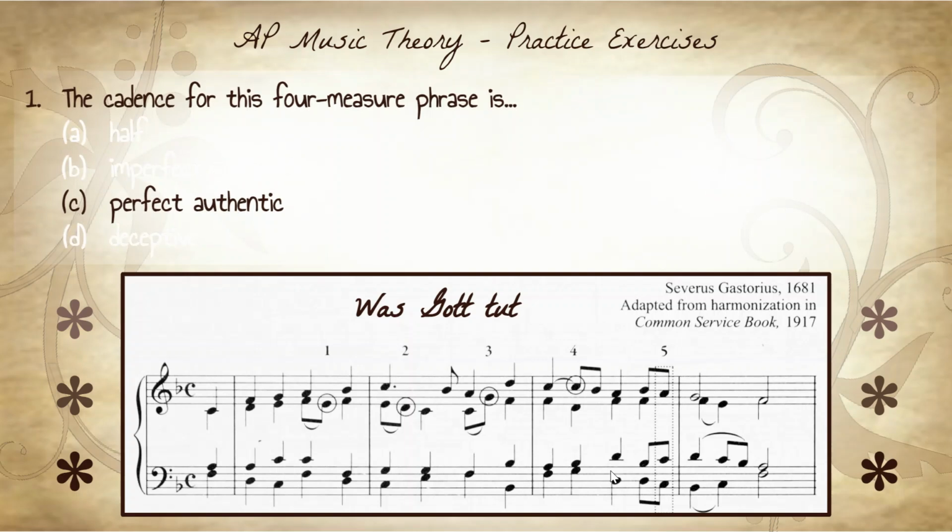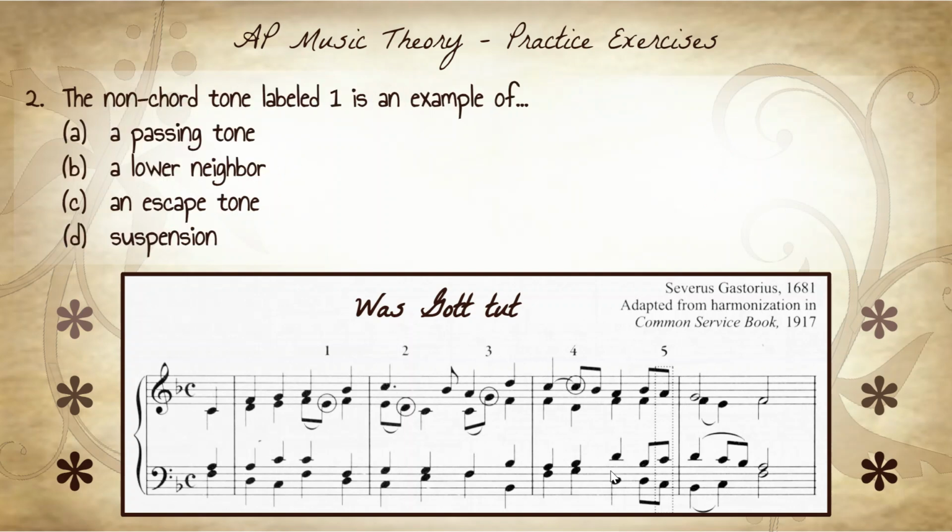Correct answer is C. The cadence is perfect authentic. Question 2. The non-chord tone labeled 1 is an example of A. A passing tone, B. A lower neighbor, C. An escape tone, or D. A suspension.